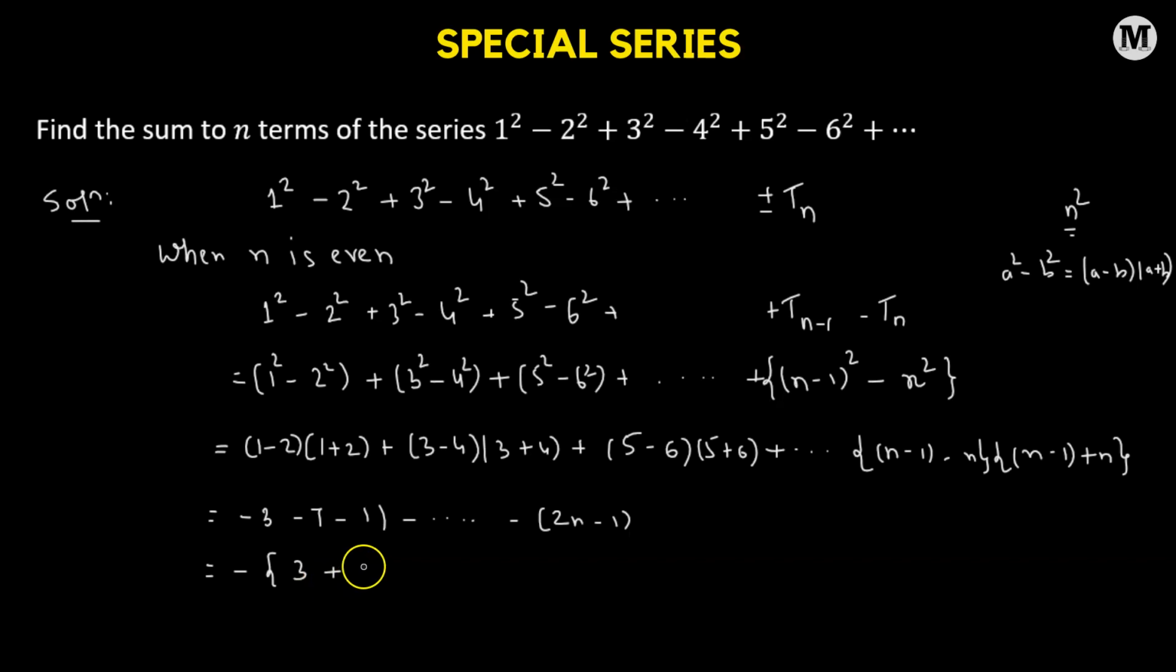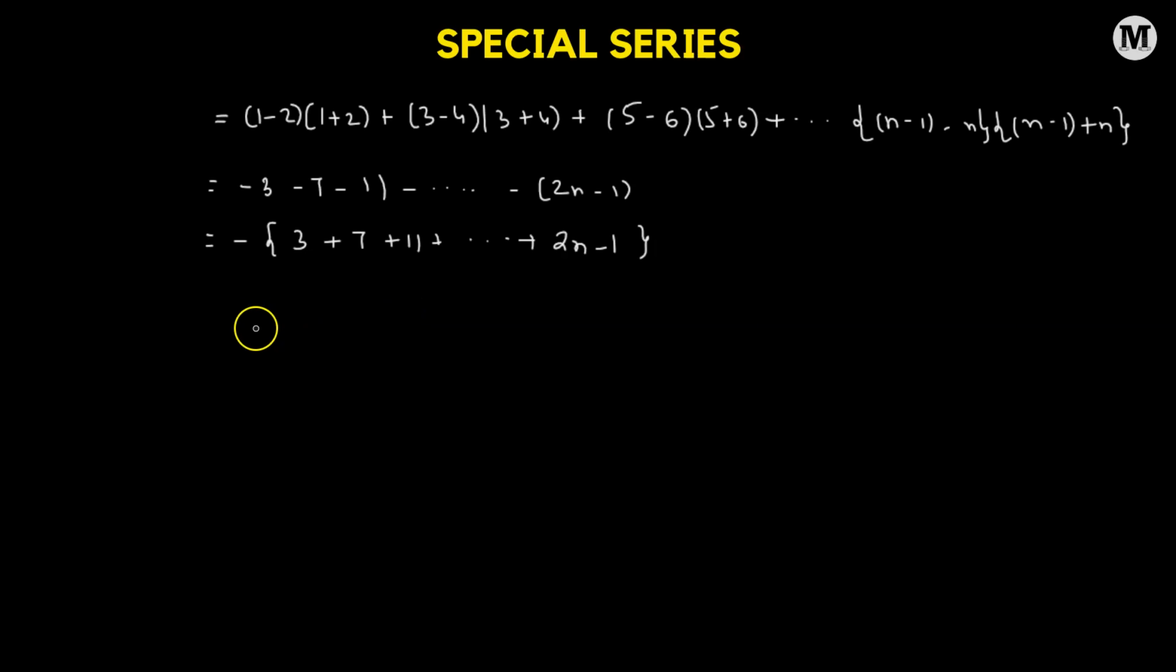So we have 3 added to 7 plus 11 going all the way up to 2n minus 1. This is going to be positive. Now we're going to rewrite each of the terms. So 3 can be expressed as the sum of 1 and 2. So let's say this is 1 plus 2, that's the sum of 3. Then we have 7. 7 is going to be the sum of 3 and 4. Then we have 11, so that's going to be the sum of 5 and 6.